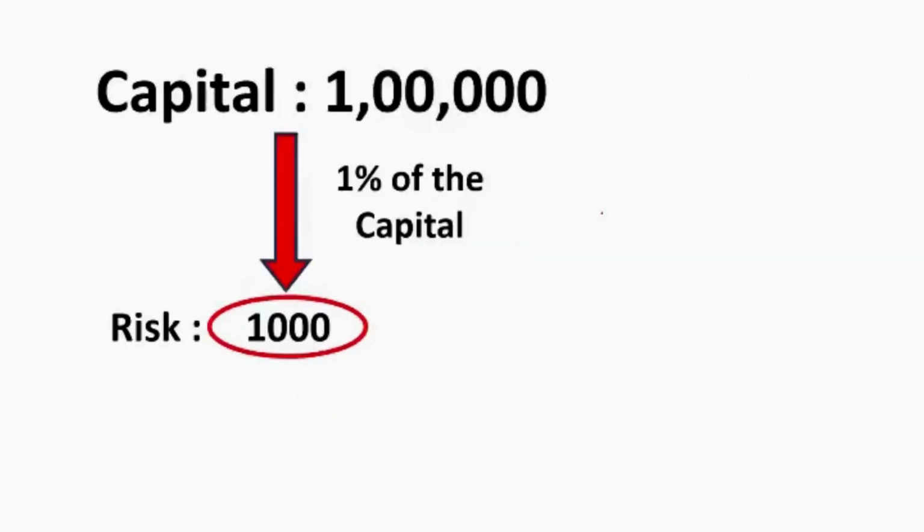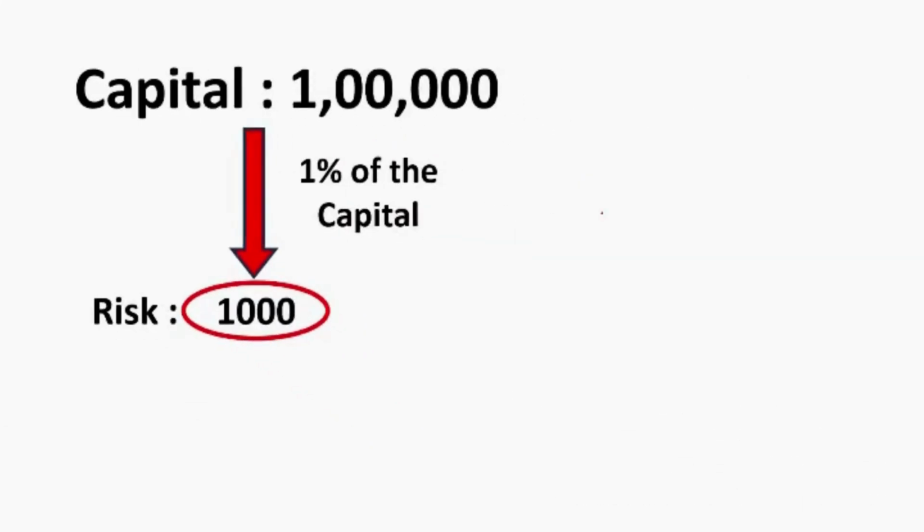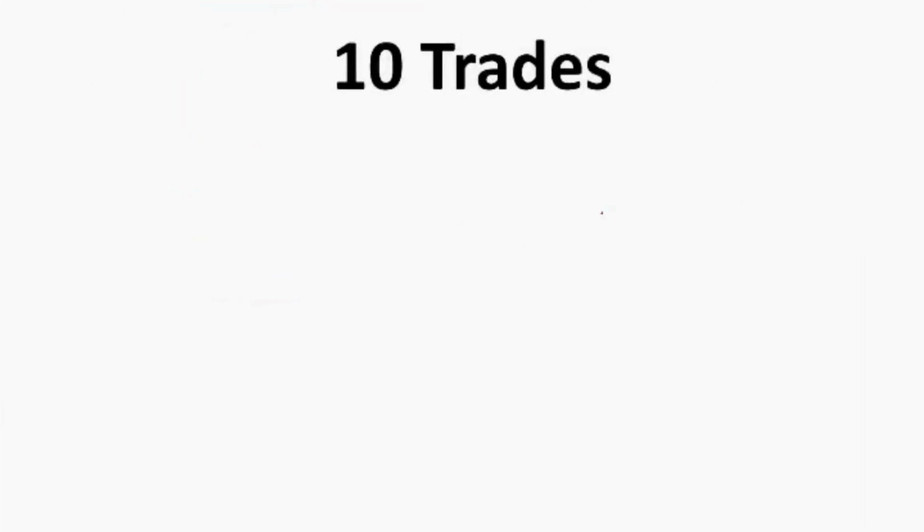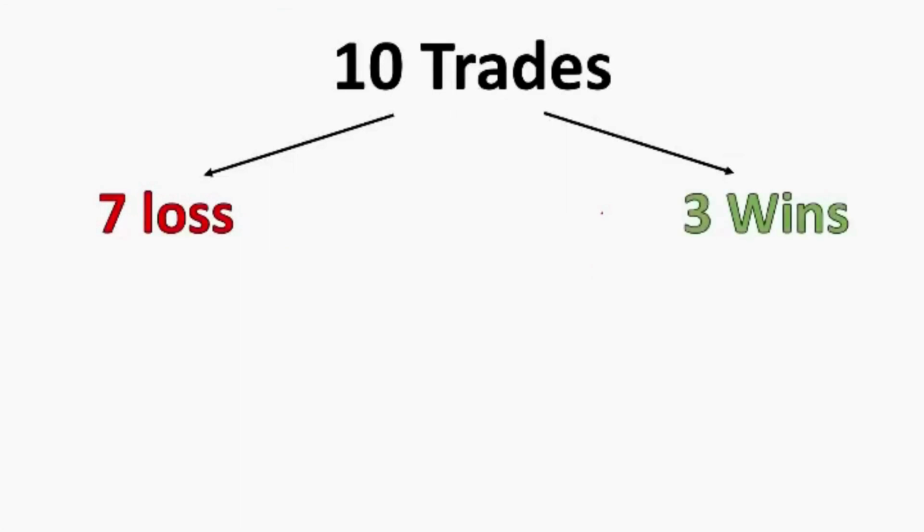And let me tell you that if you are doing swing trading, then you have to aim for a risk to reward ratio of 1:3. For positional trading, I suggest 1:5 or above. Okay, so by using all this calculation and math, let's say you do 10 trades. And at the worst, 7 trades go into loss, and in only 3 trades we make a profit.